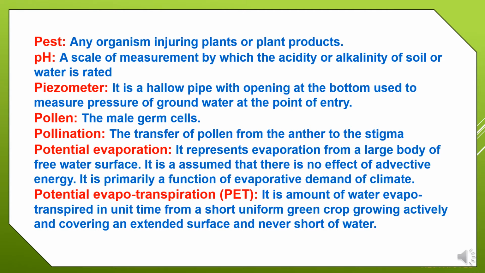Potential evaporation. It represents evaporation from a large body of free water surface. It is assumed that there is no effect of advective energy. It is primarily a function of evaporative demand of climate. Potential evapotranspiration (PET). It is amount of water evapotranspired in unit time from a short uniform green crop growing actively and covering an extended surface and never short of water.